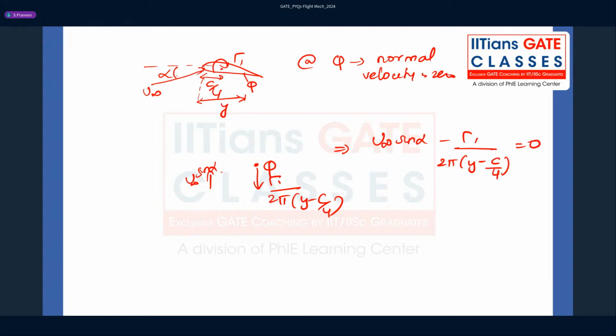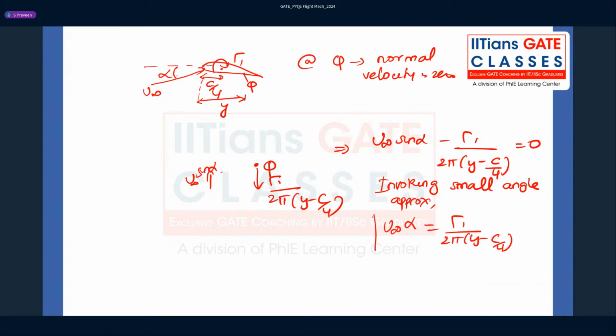If I simplify this a bit further, let's invoke the small angle approximation. What do we get? We'll have u infinity alpha is equal to gamma 1 by 2 pi times y minus c by 4. Let's bracket this and keep it aside. Mark this as equation number 1.